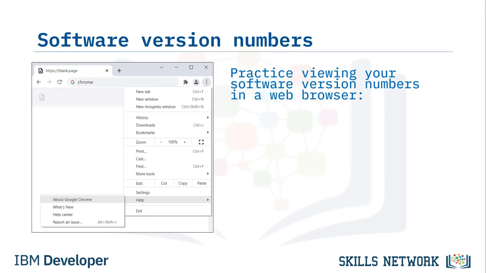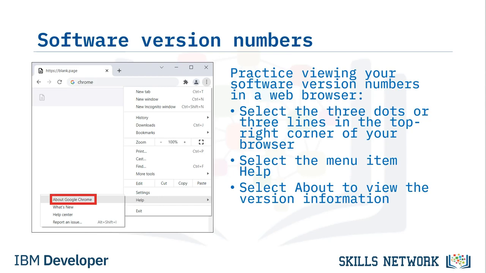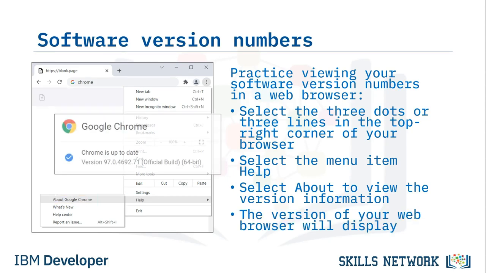To view the web browser version, first select the 3 dots or 3 lines in the top right corner of your browser. Next, select the menu item, Help, then select About to view the version information. The version of your web browser will display.